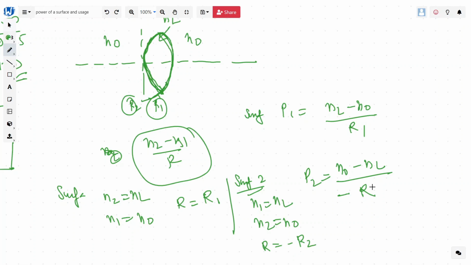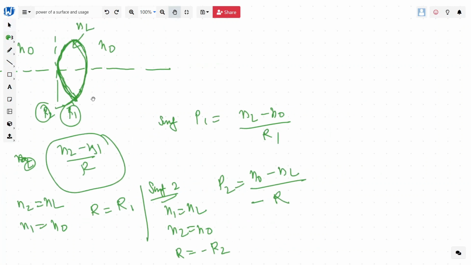And now you can simply add this up to find the total power for the lens. So that's the beauty of power, right? Power has an additive property, okay? So the power for the whole lens is going to be equal to P1 plus P2, right? So let's add that up.